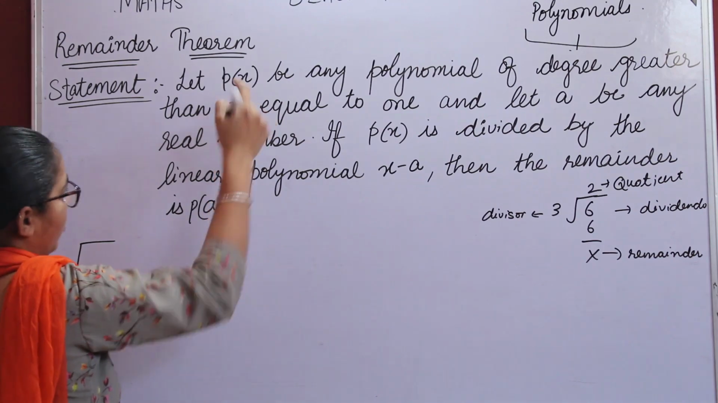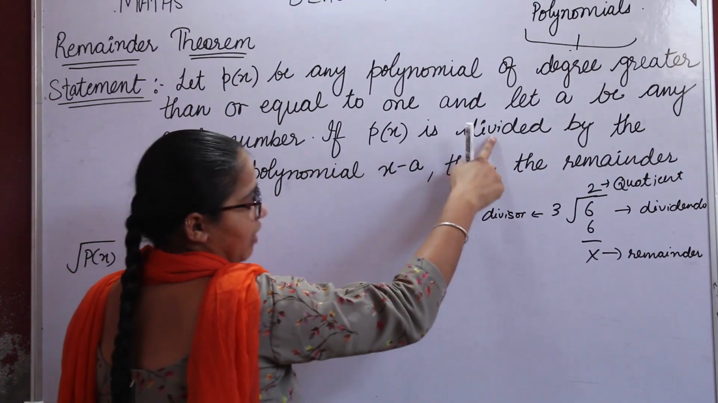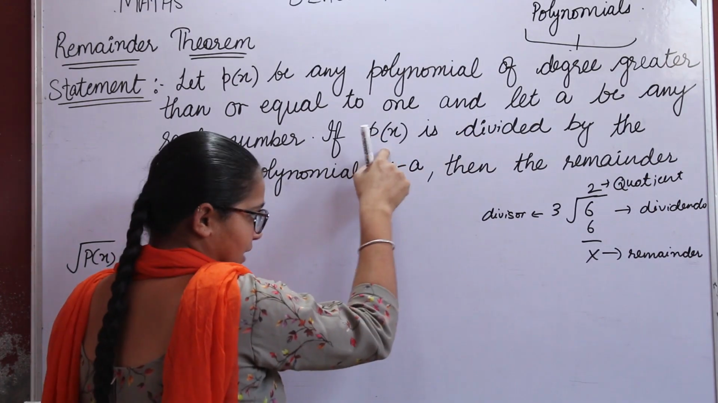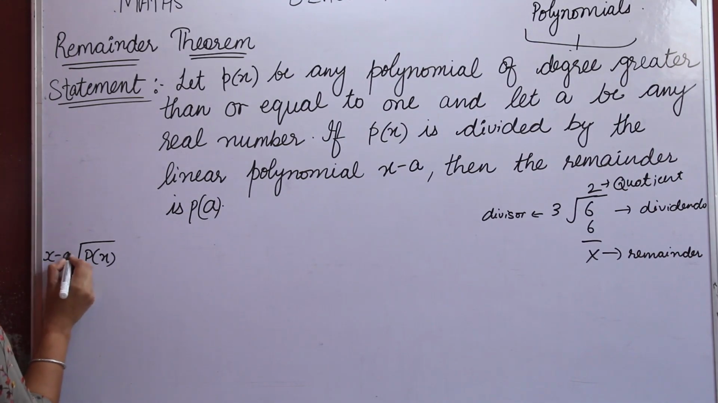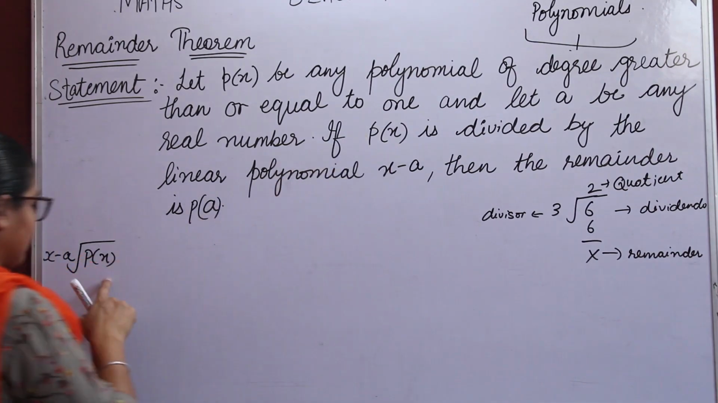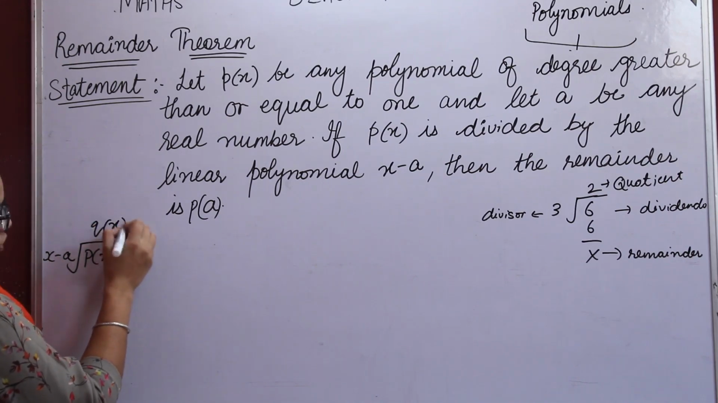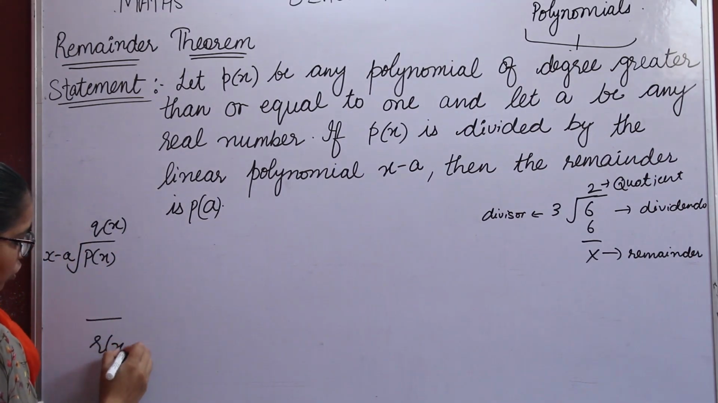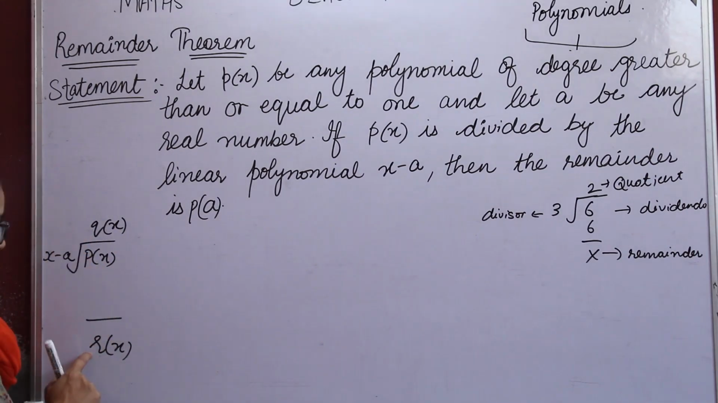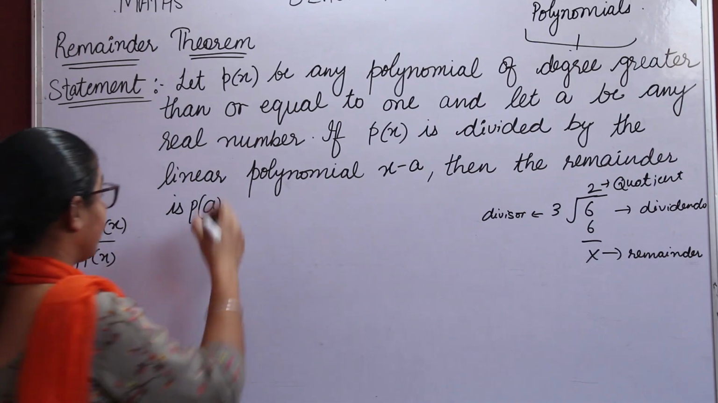The polynomial is p(x). They said if p(x) is divided, we have to divide p(x) by what? x minus a. Getting me? We have to divide p(x) by x minus a. So obviously we will be having a quotient, right? And remainder too. So to the quotient I am writing q(x), and to the remainder I am writing r(x). This is just your division only I have written.